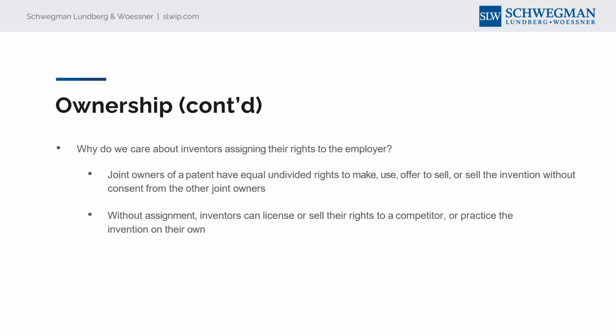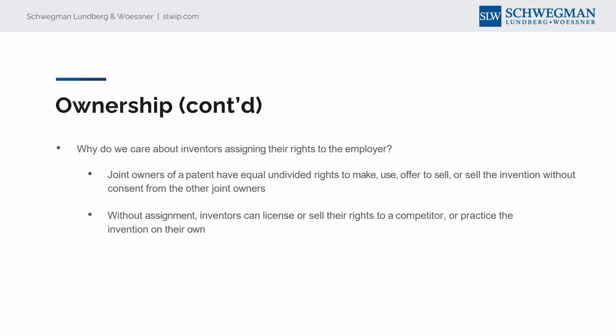Okay, so assignment's important, and this is where, if you're looking to spin off a product, or if you're looking to acquire a company that has an IP asset, in a due diligence exercise, this is where a deal can really get sticky. Joint owners of a patent have an equal, undivided right to make, use, offer to sell, or sell the invention without the consent of the other joint owners.